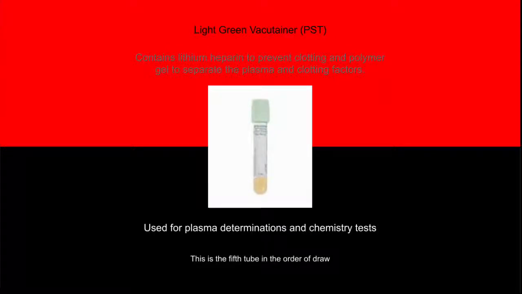This is the light green vacutainer. It contains lithium heparin to prevent clotting and a polymer gel that will separate the plasma from the clotting factors. This is mainly used in plasma determinations and blood chemistry tests.